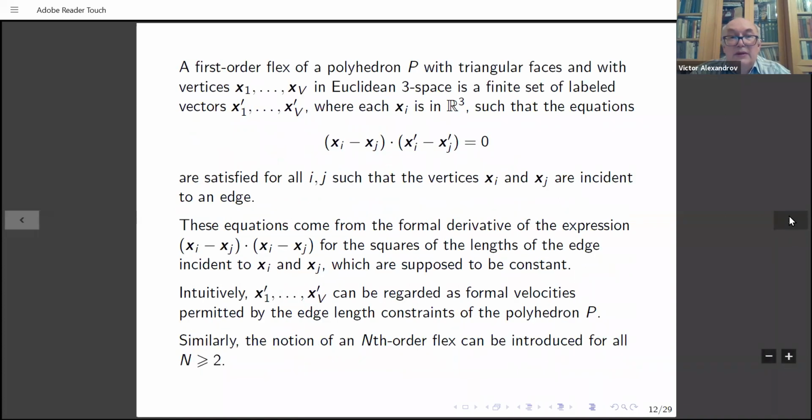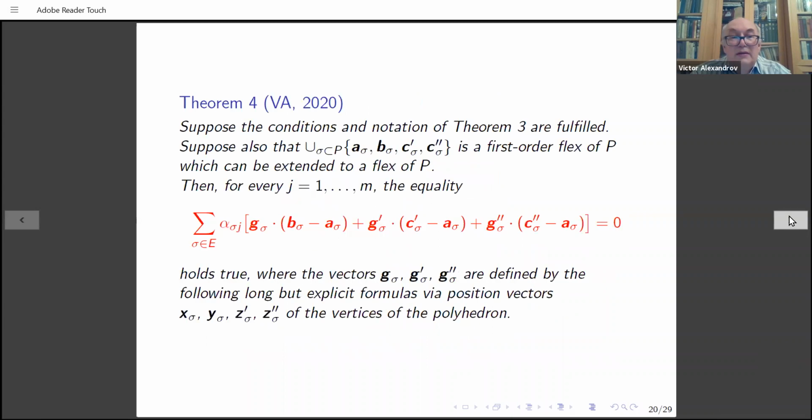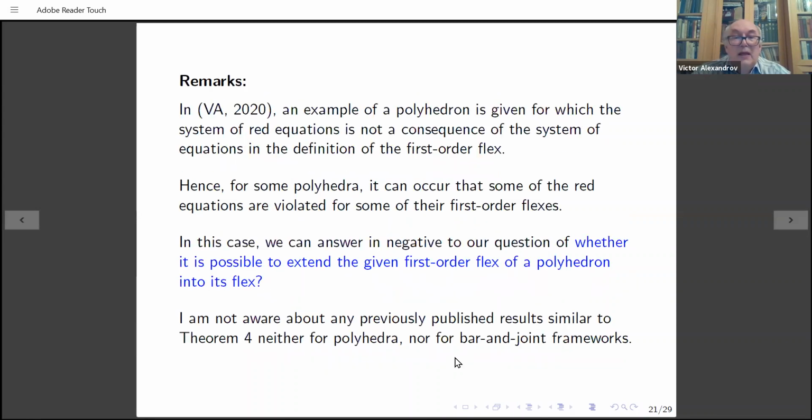So let me return again. Let me return here. So from my point of view, theorem 4 is, in fact, new, both for polyhedra and for bar joint frameworks.